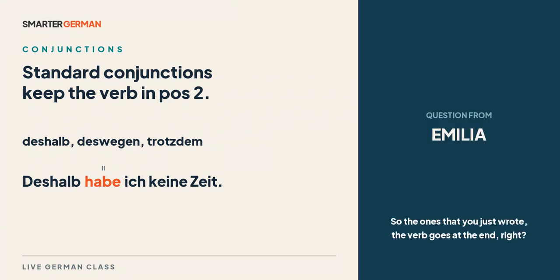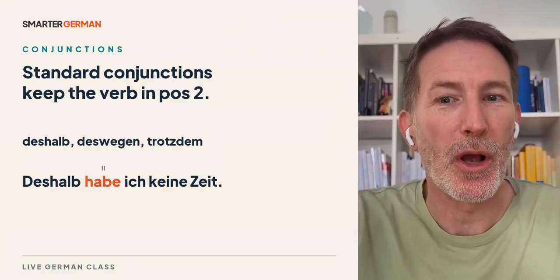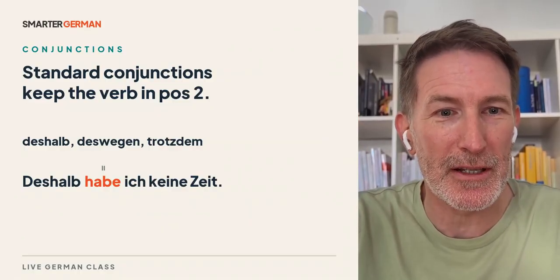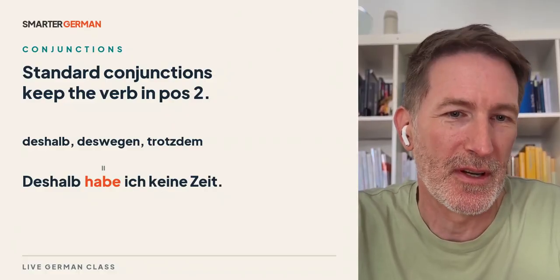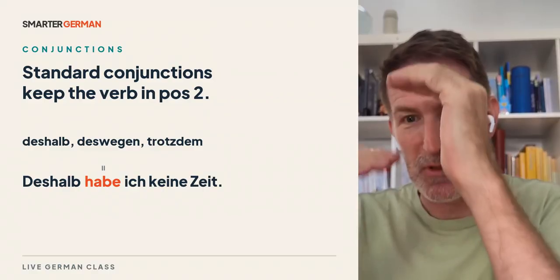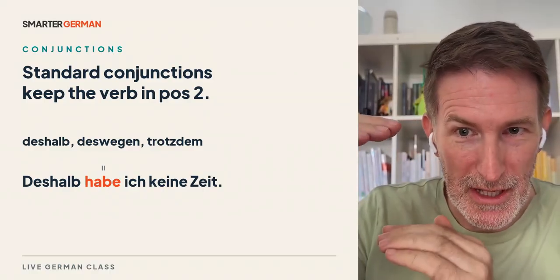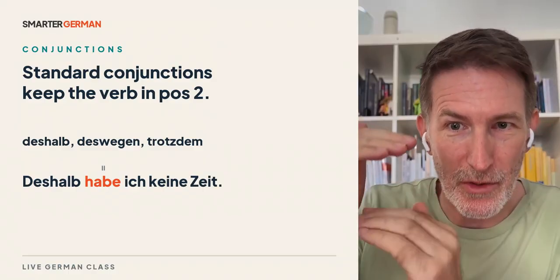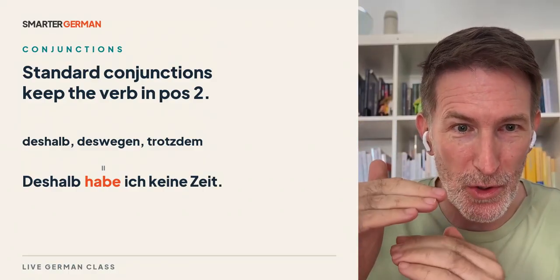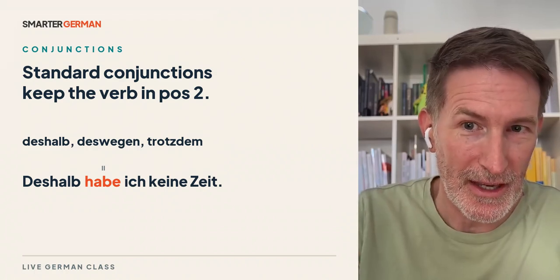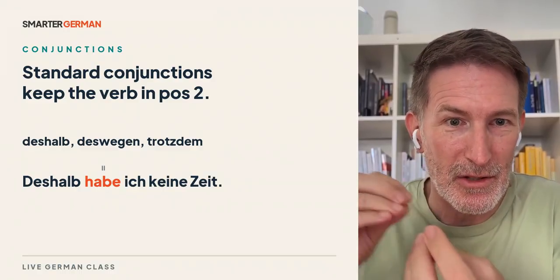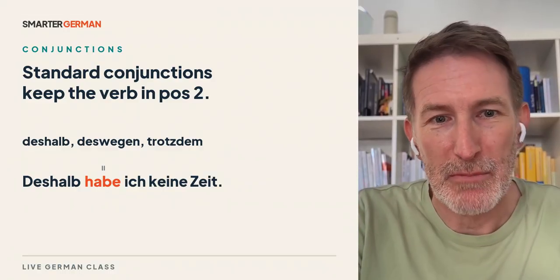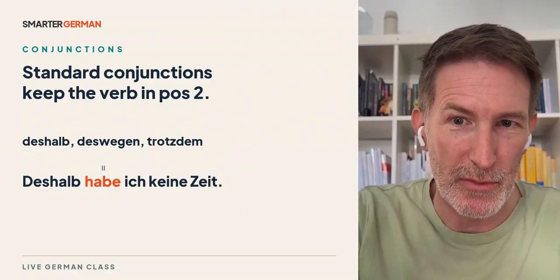So the ones that you just wrote, the verb goes at the end, right? Yes, these are all pushers. You will not find pushers on the internet except associated with SmarterGerman. But I prefer pushers over subjunctions. Sub means they indicate that the following sentence is subordinated, or in the hierarchy lower than the main clause before it or following. And junction is something that connects. So they're connecting sentences. But pusher is easier because you remember it pushes the verb to the very end.